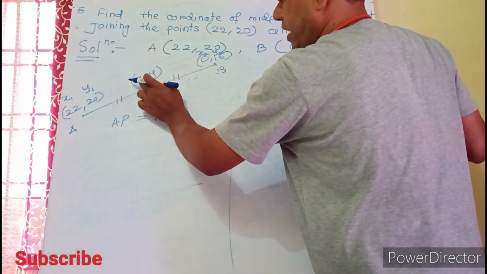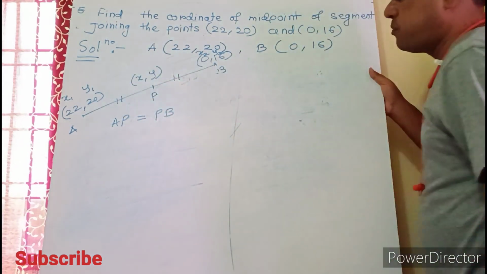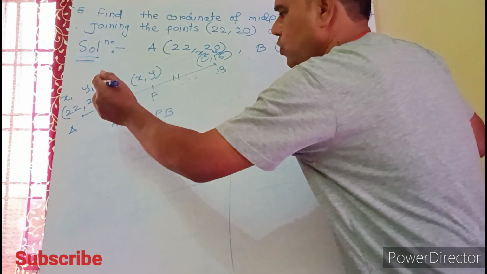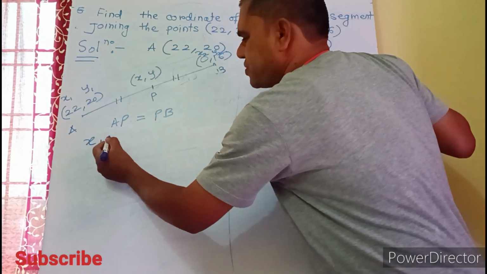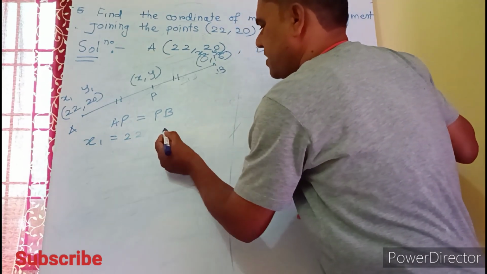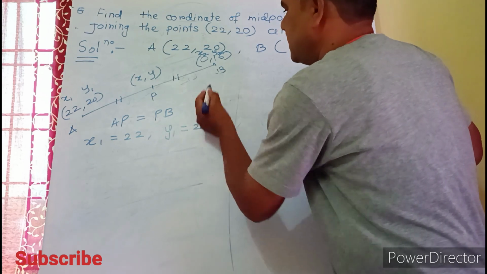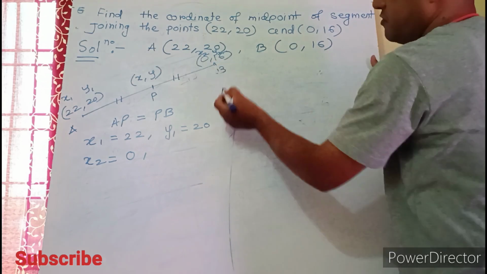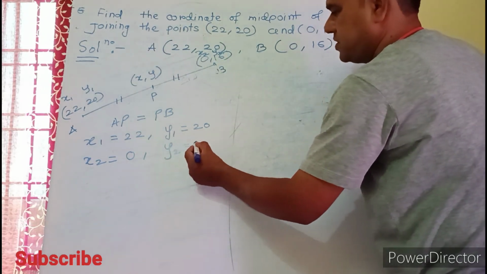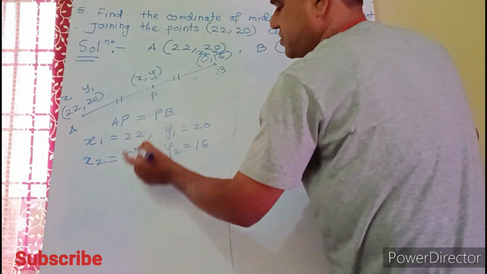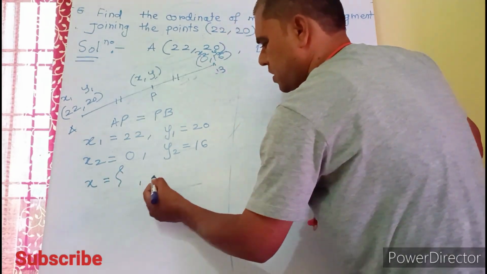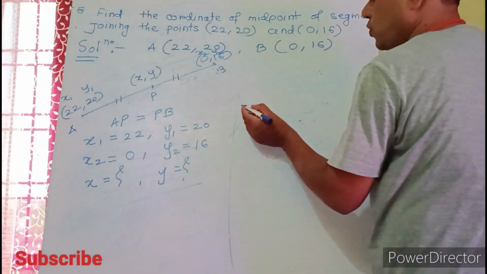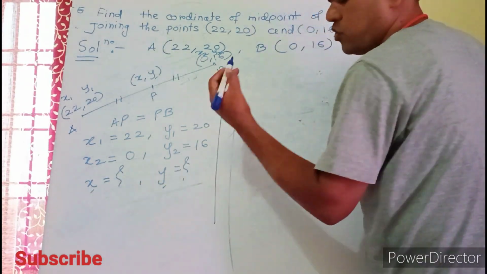Now we have to find the value of x, and point P is the midpoint of segment AB. Therefore, by the midpoint formula, first assign the values: x1 equals 22, y1 equals 20, x2 equals 0, and y2 equals 16. Now we have to find the values of x and y. Therefore, x equals question mark, y equals also a question mark. Now by the midpoint formula, we can easily find the values of x and y.